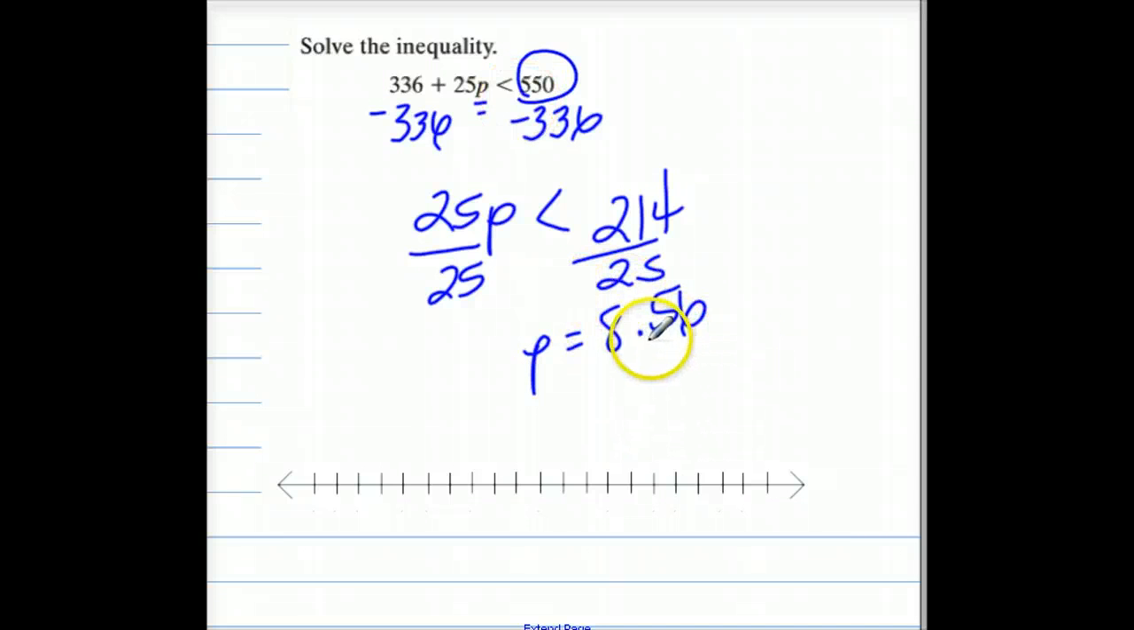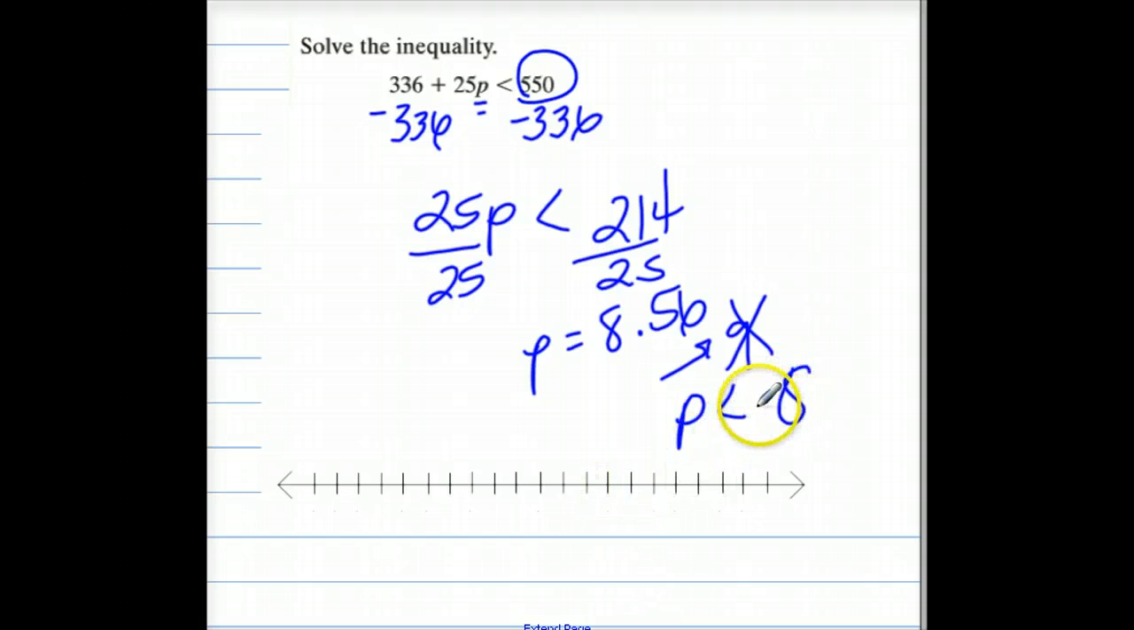I can't talk about people as a decimal. We only have whole amounts of people. So am I going to say 8 people or 9 people? Well, if I went up to 9 people, that's going to be more than my 550 pounds, so that's not going to work. So my answer is P is less than 8 people.